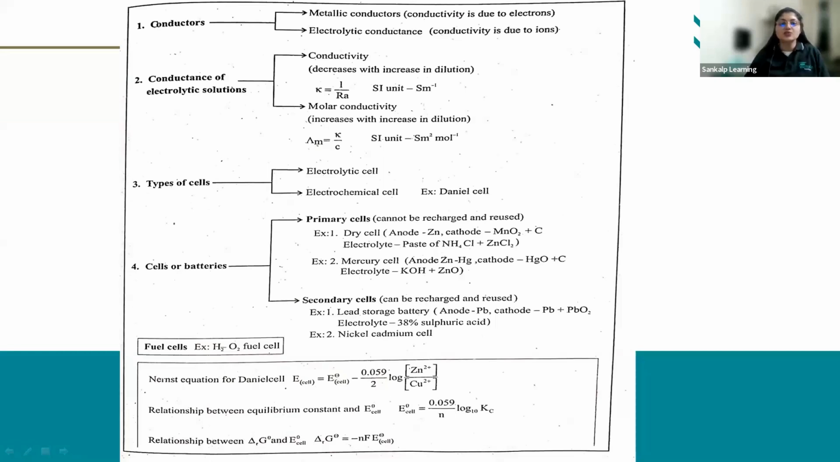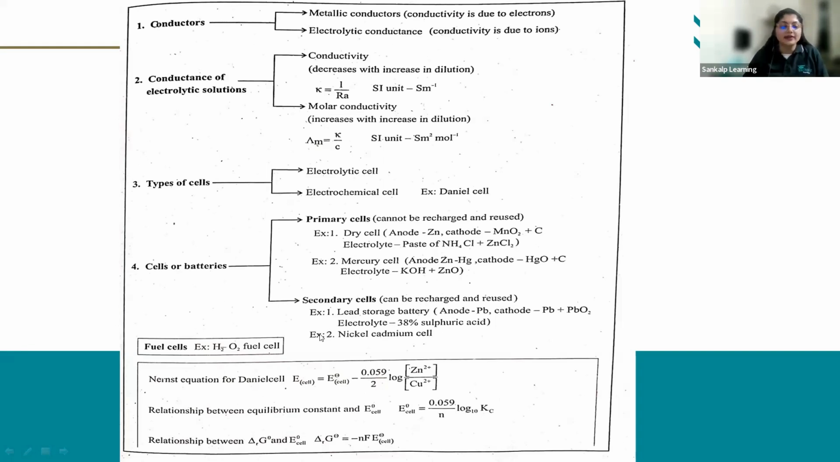What will be the examples for conductors? For example, metals, alloys, graphite. What do you mean by graphite? In a pencil, the lead which is there is nothing but graphite. It is an allotrope of carbon. So metals, alloys, graphite, then some of the polymers, then some of the electrolytes. These are some of the examples of conductors. So conductors are the substances which allow the passage of electricity, so electricity can be passed through these substances.